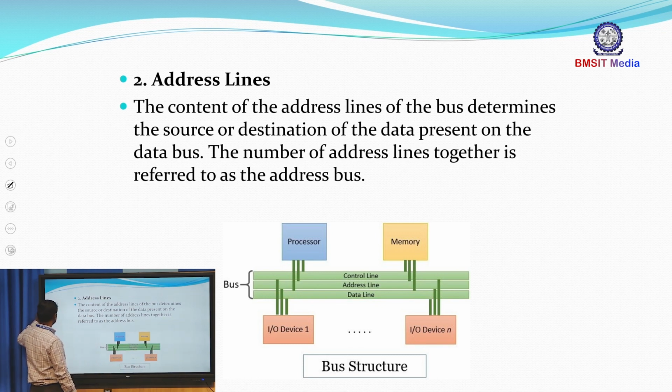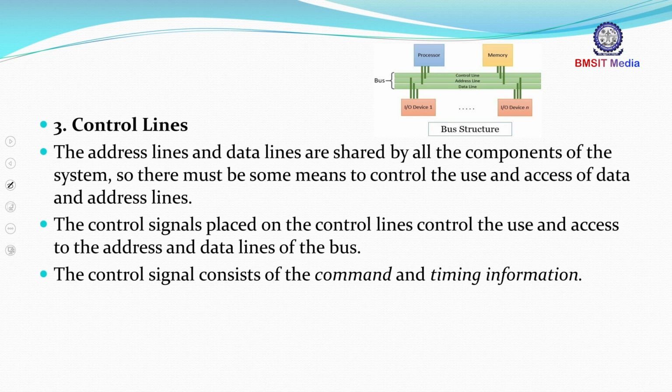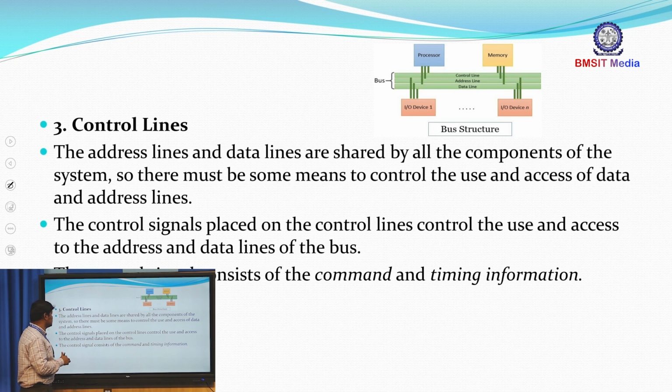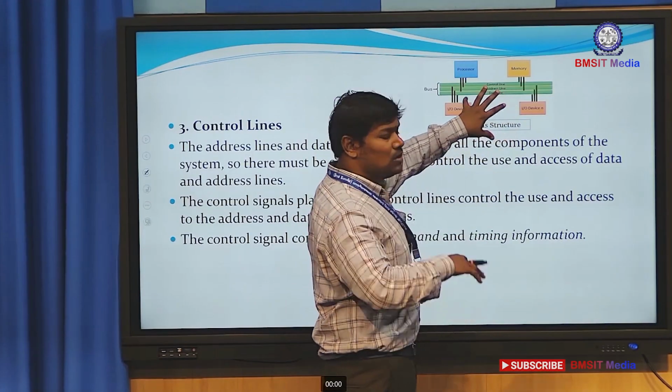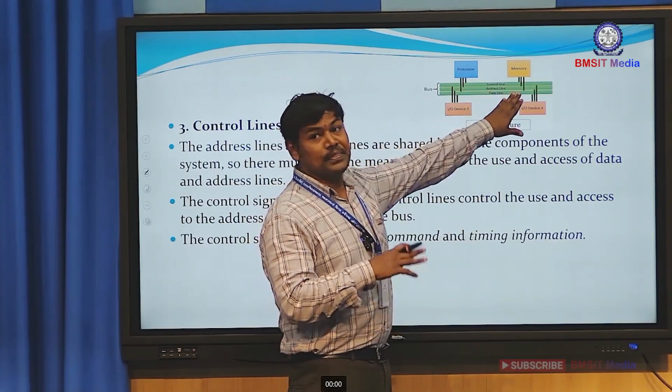And we are moving to the third one, that is control. Data line, address line and control line. The address lines and data lines are shared by the components of the system, so there must be some means to control the use and access of data and address lines. The control signals placed on the control lines control the use and access to the address and data lines of the bus. The control signal consists of commands and timing information. Everything related to storing and getting information is controlled by control lines.